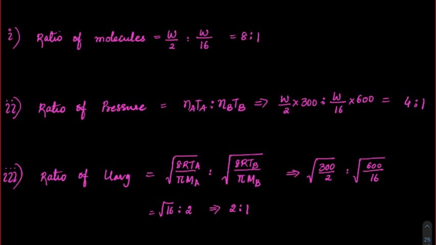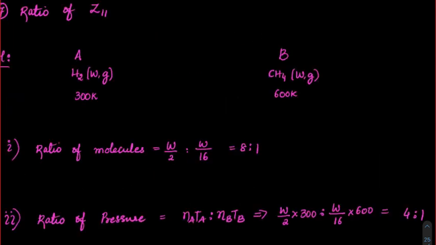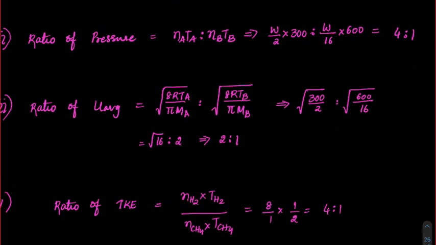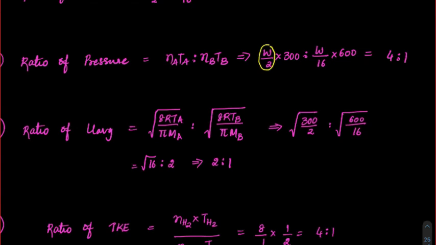Next you can see the ratio of pressure. Volume is constant, so pressure will only depend upon number of moles and temperature: Na into Ta is to Nb into Tb. That would be the ratio of pressures. So number of moles is W by 2 into temperature 300, equal to W by 16 into 600. The ratio comes out to be 4:1. So that would be the ratio of pressures.